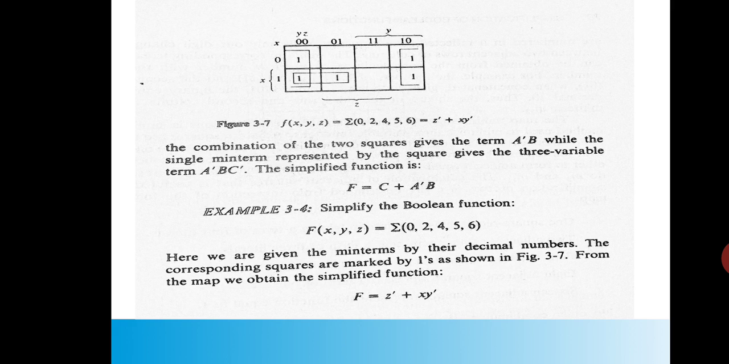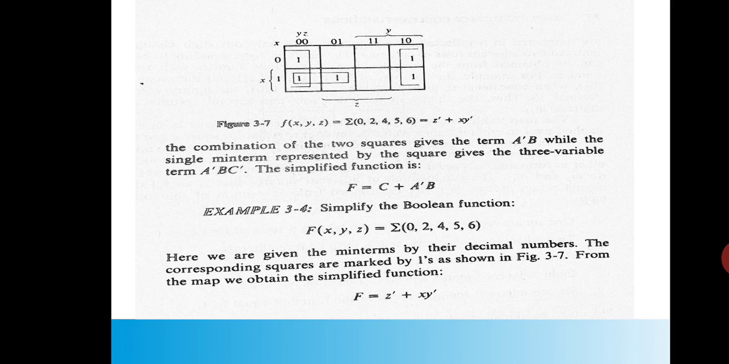If you want, you can simplify one more example. See here, F of x, y, z equals summation of 0, 2, 4, 5, 6. Now how to represent 0, 2, 4, 5, 6? Again you have to convert those numbers to binary. Based on that binary, wherever the position you get, that position should be marked as 1, and adjacent cells should be taken as a square, and whatever square you get, from the same you get the equation.